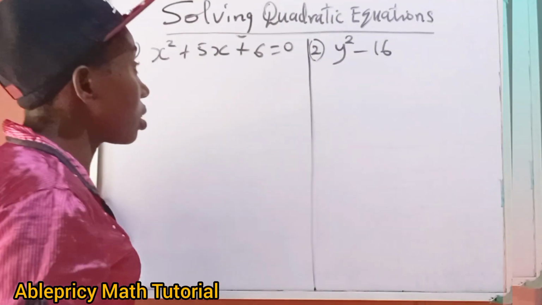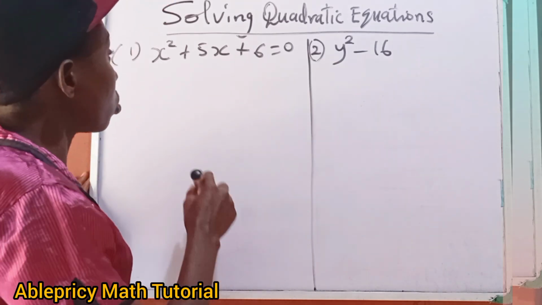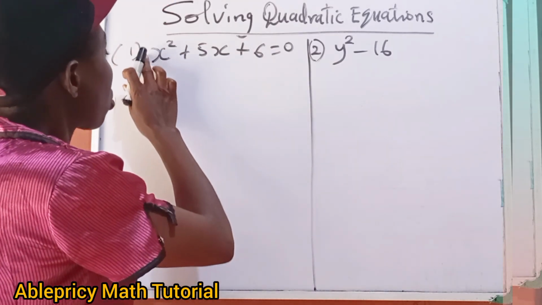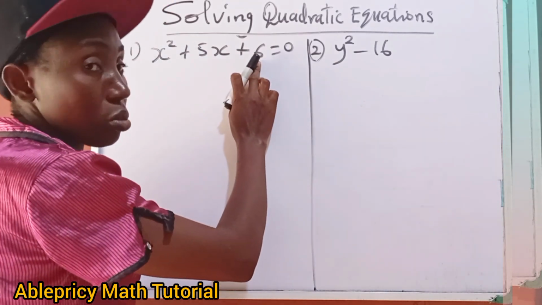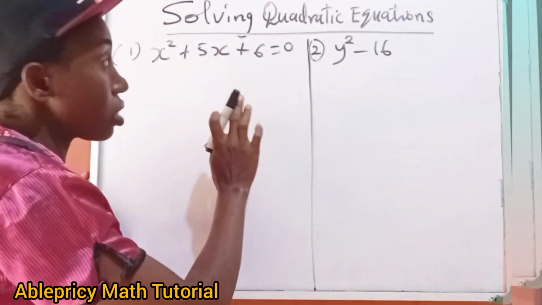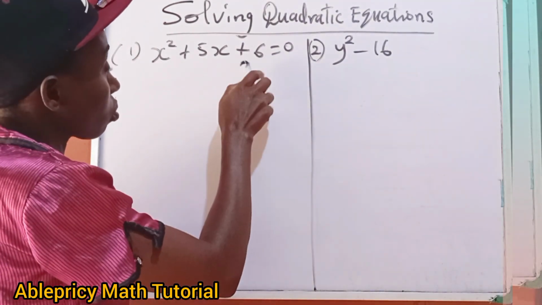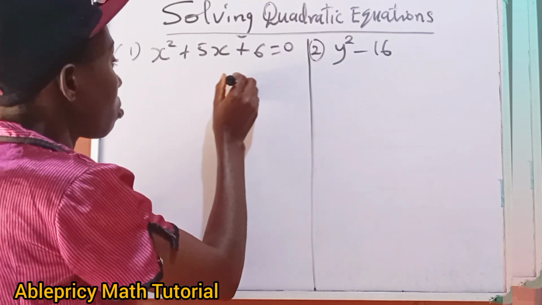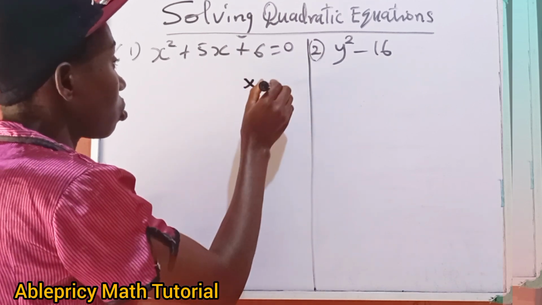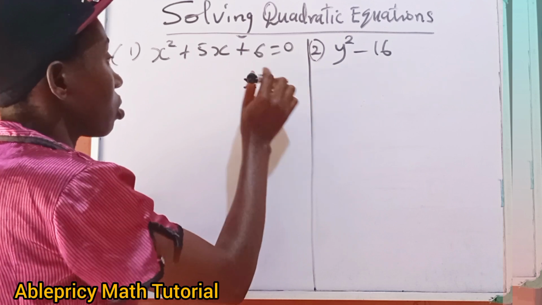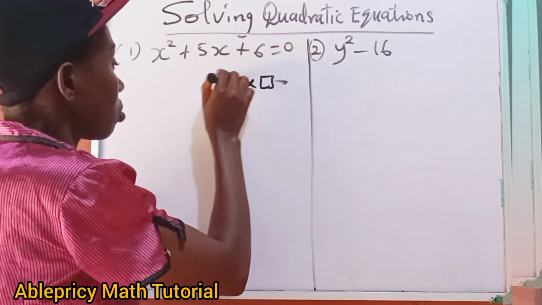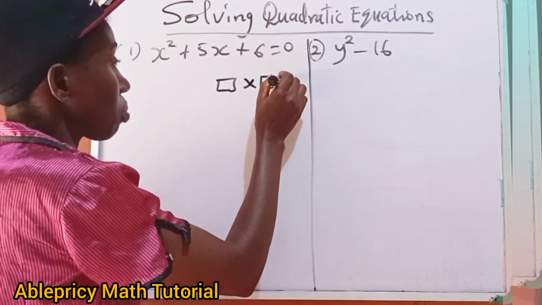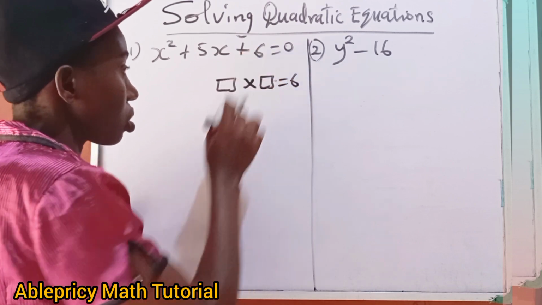Because the coefficient is just 1, there's no need of saying the coefficient multiplies the constant. So it's very simple here. What we'll just do is look for two numbers that will multiply to give us 6. What are the two numbers that will multiply to give us this positive 6 here?